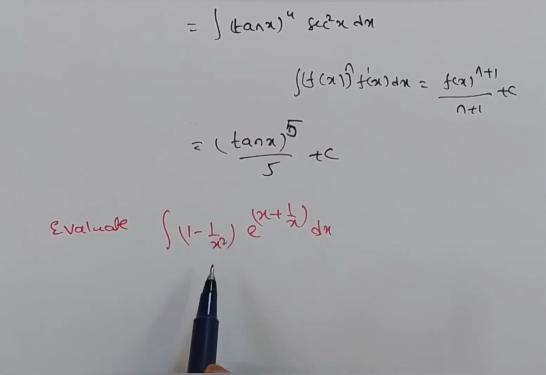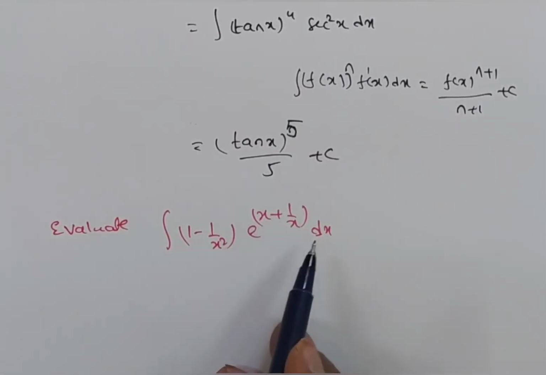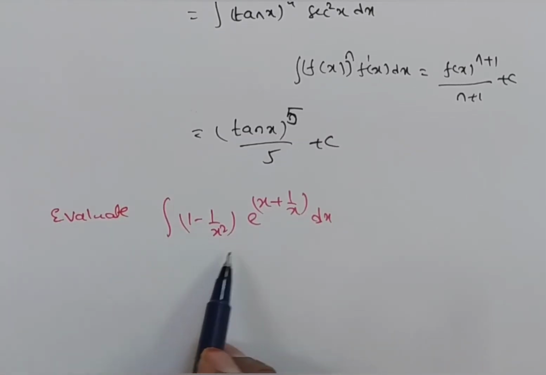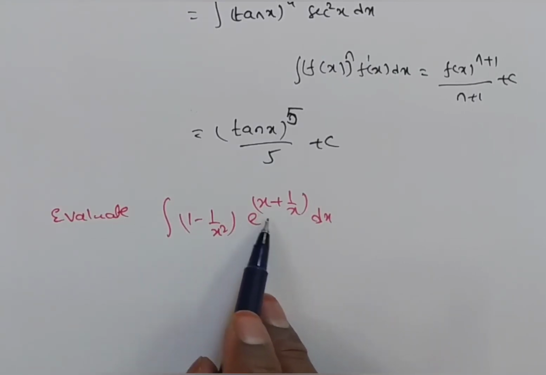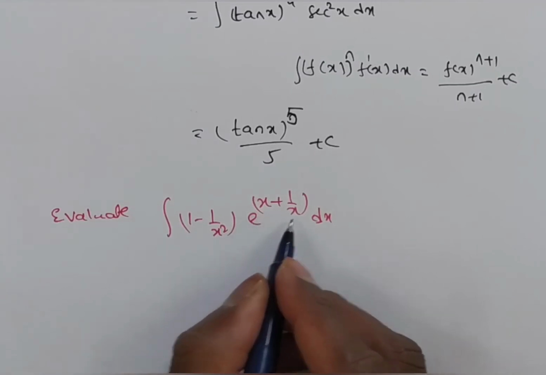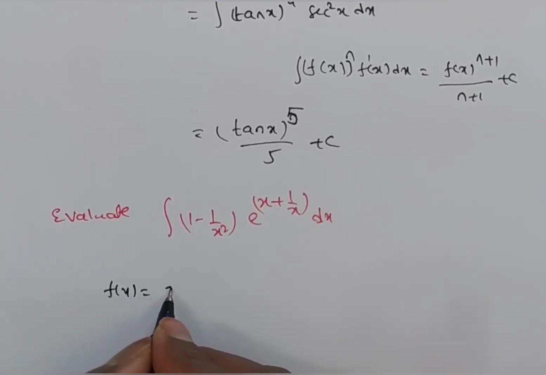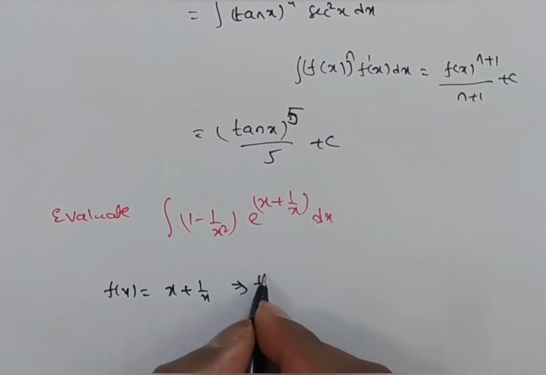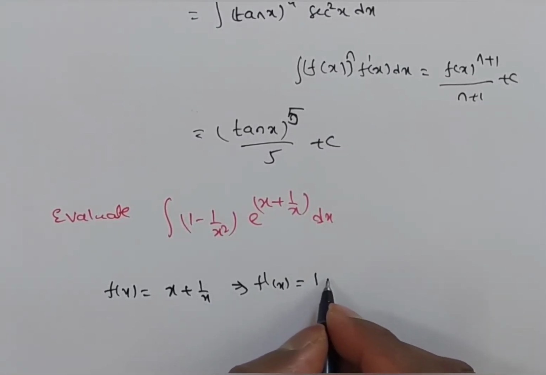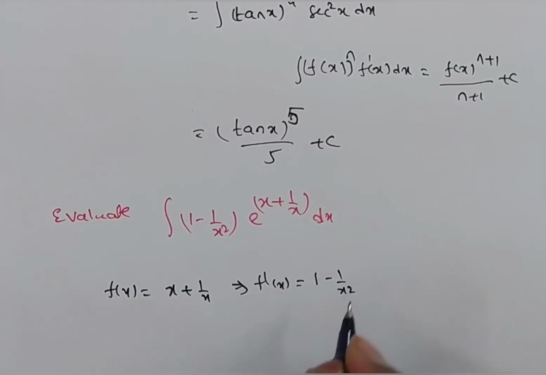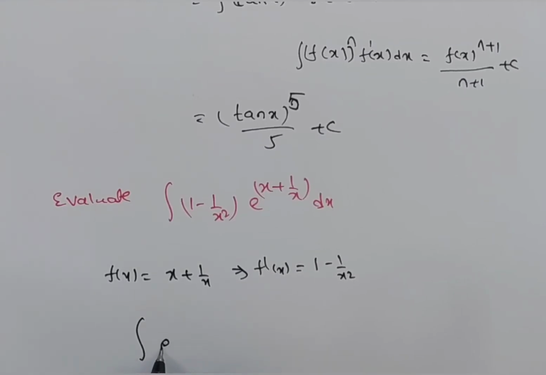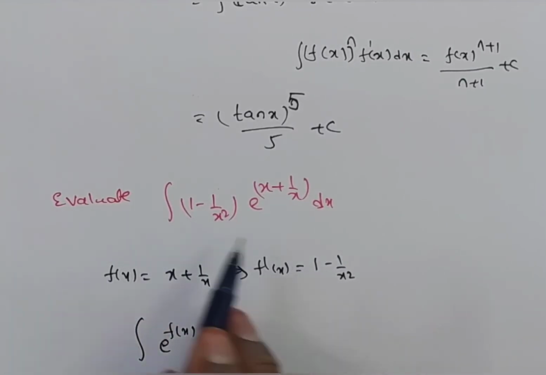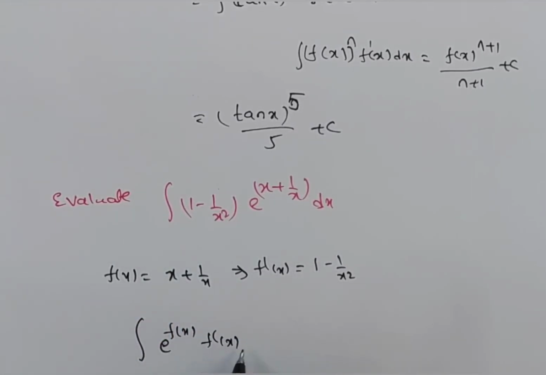Evaluate integral of 1 minus x square times e to the power of x plus 1 by x dx. Here you observe, this also contains a product of two functions. But e to the power is not x; e to the power is a function of x. So you can consider this as f of x. Let f of x be equal to x plus 1 by x. Then what is f dash of x? F dash of x is equal to the derivative of x, which is 1, and the derivative of 1 by x, which is minus 1 by x square. Now you observe, if you substitute these two values in the above equation, then you will have e to the power of x plus 1 by x, which you consider as f of x, and next, 1 minus 1 by x square is f dash of x dx.